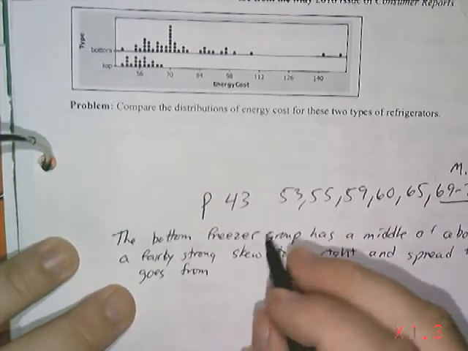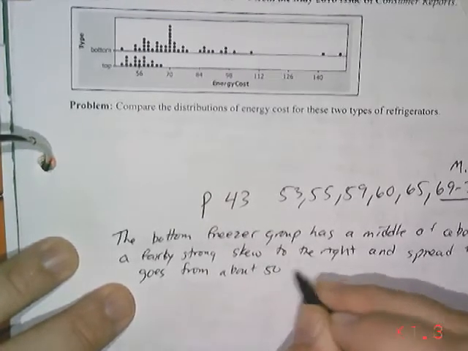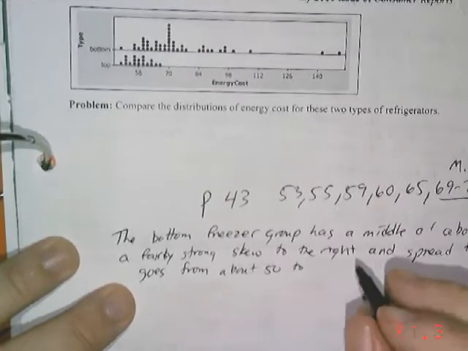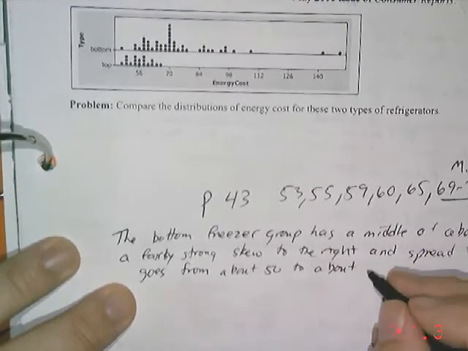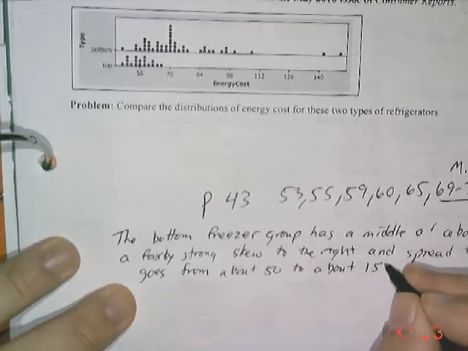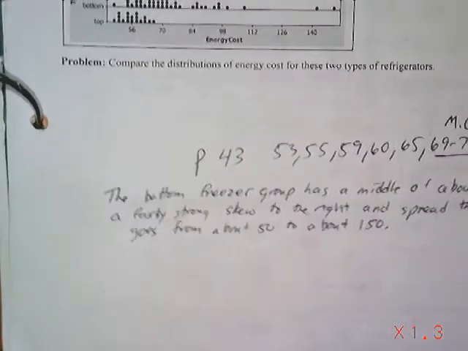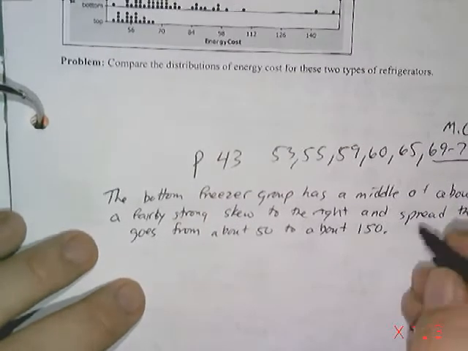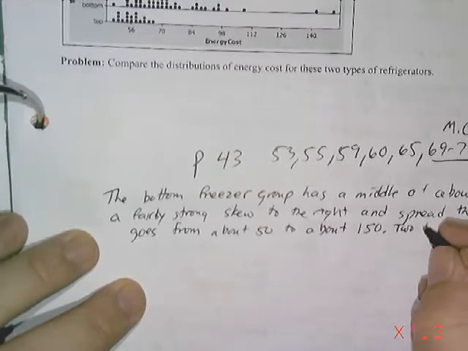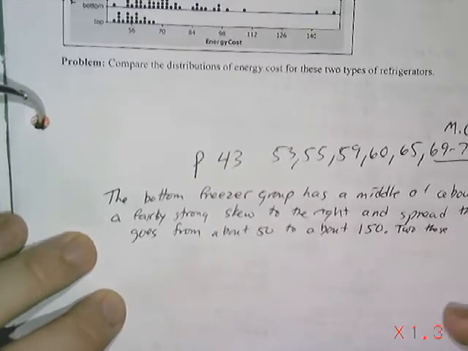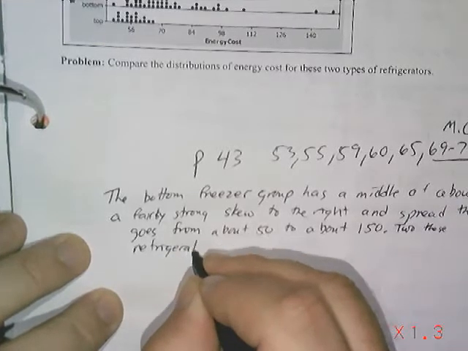Okay. It also has a much smaller spread, from about 50 to about 68. Okay. And one last thing that I would note here about this distribution is we try to note things that are interesting.